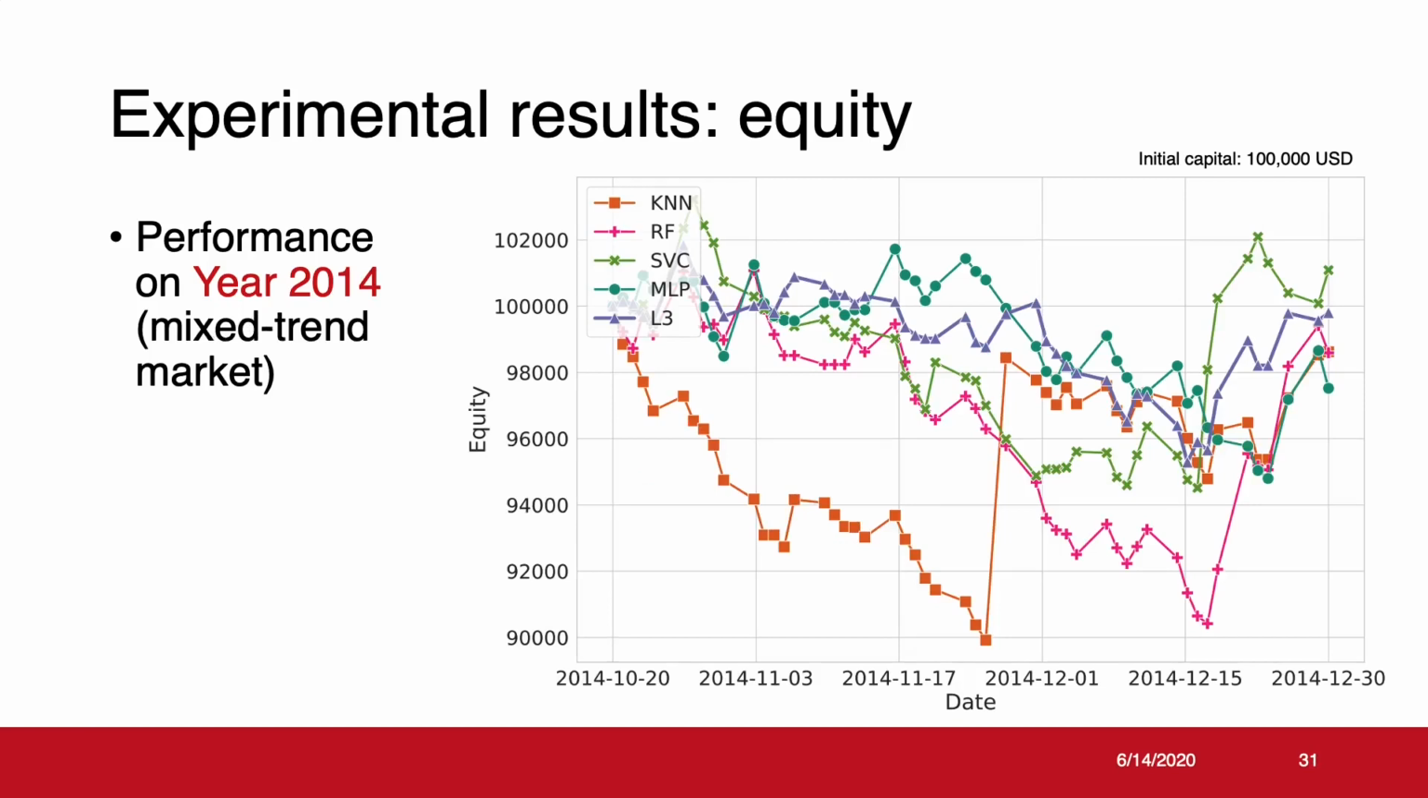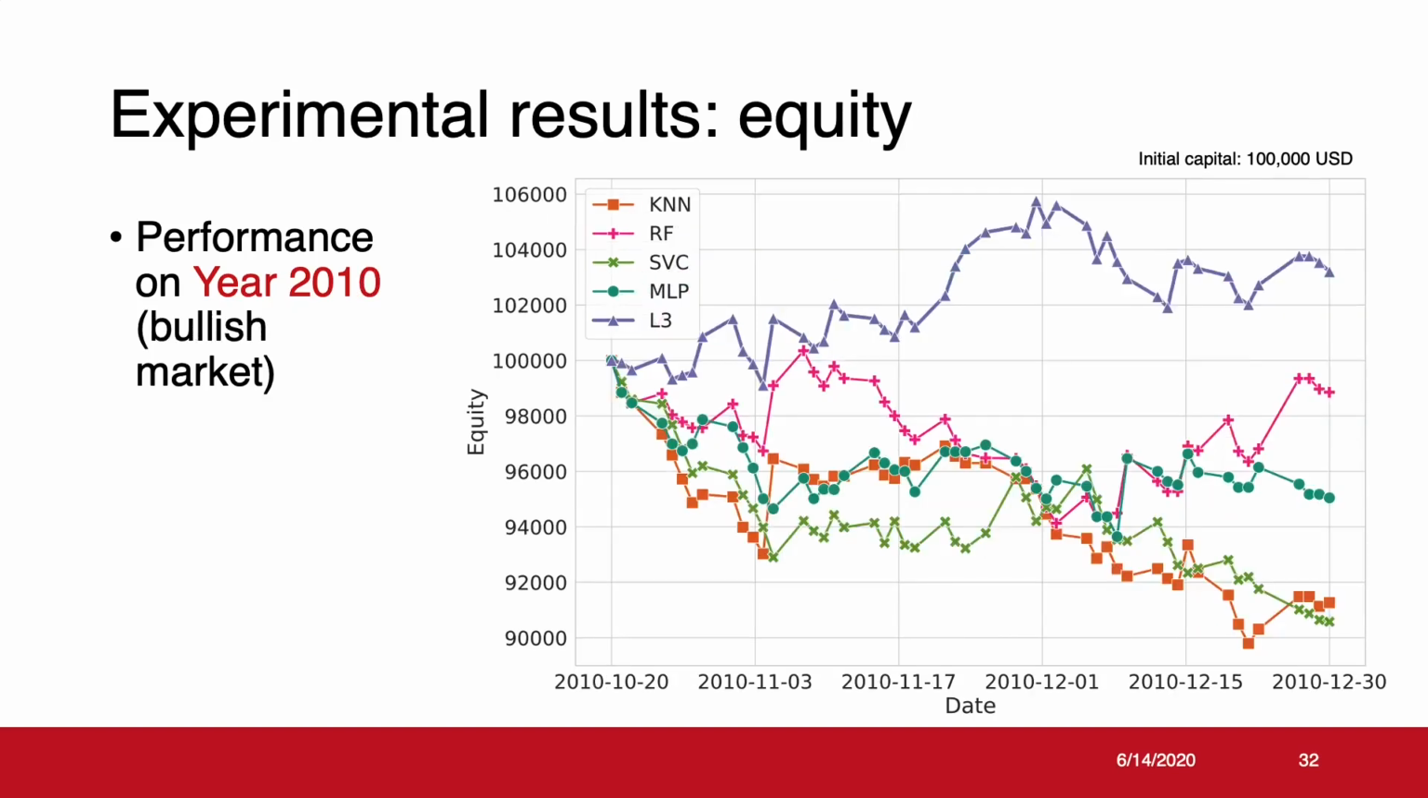The year 2014 was instead characterized by a market with a mixed trend. The conditions clearly make trading harder. In fact, we can see that almost every classifier did not improve the initial equity except for the support vector machines. However, again, L3 is on top positions and achieved a limited loss compared to most other models.